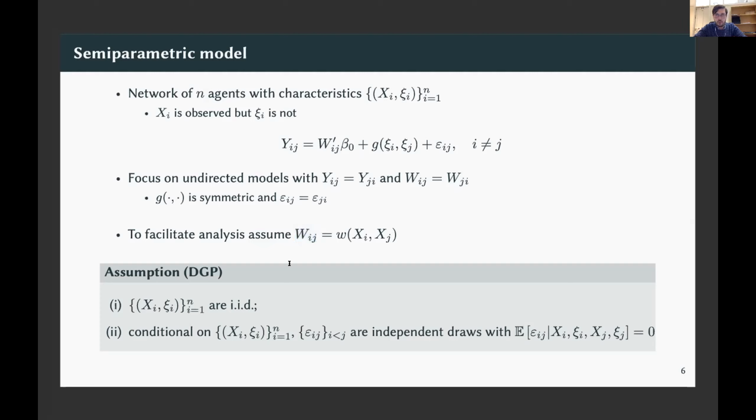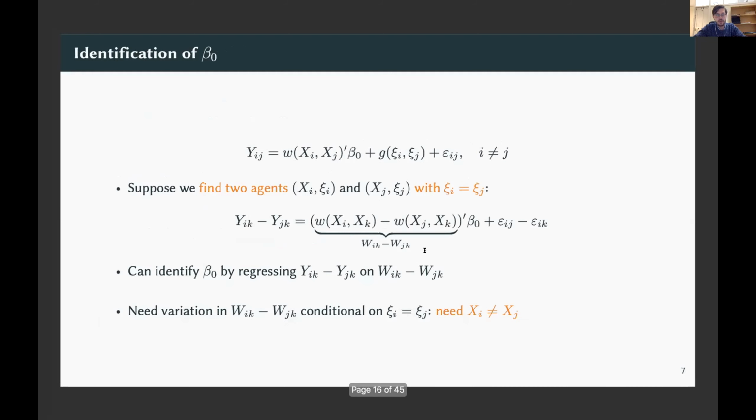Then the data generating process is formalized as follows. We assume that agent characteristics are IID, and conditional on those characteristics, these idiosyncratic errors, epsilons, are independent from each other and have conditional zero mean. So in this framework, I'm going to start with studying identification and estimation of beta naught, again, which captures the effects of the observables, in the context of the so-called large network asymptotics, which takes the size of the network to infinity.